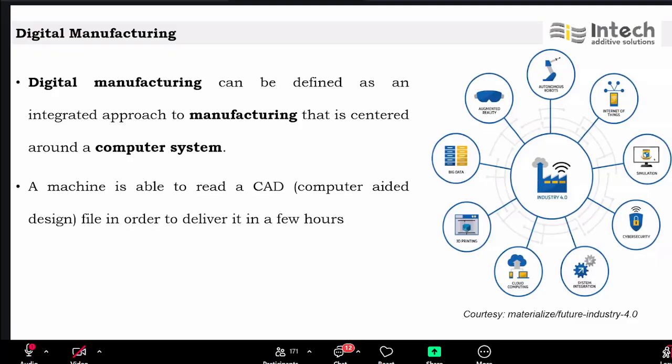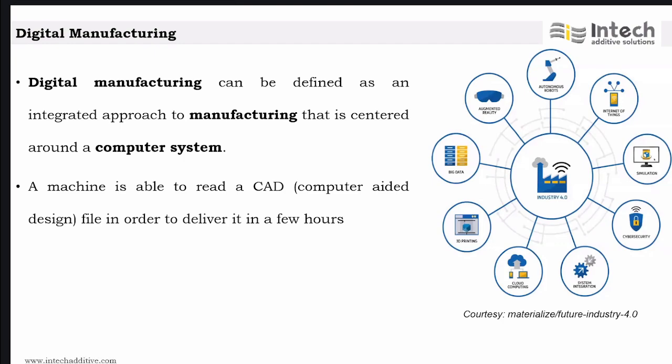And next is about digital manufacturing. This is manufacturing based on computer-controlled ecosystems, where the machines can read the designs and produce the parts in hours. Previously, it was taking weeks to make them. It's from CAD to part, so digital end to end. That's what we call Industry 4.0.